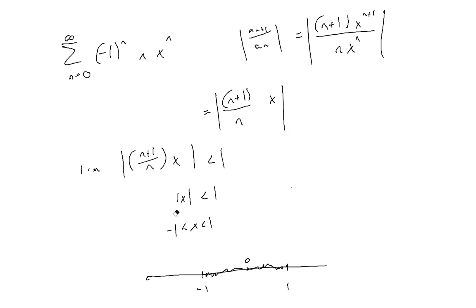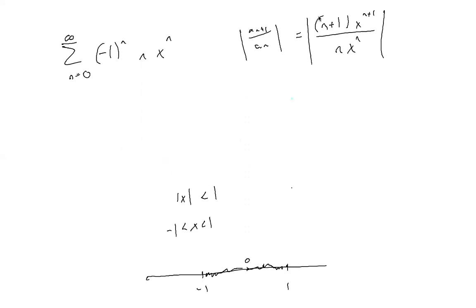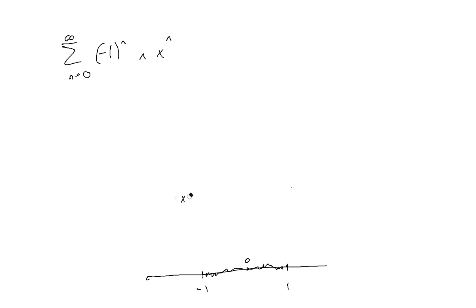Let's clear some space here. Okay, so I've done ratio test to figure out it's at least convergent on -1 to 1. How do I test the endpoints? I'm going to plug -1 into this series, and I'm going to plug +1 into this series.